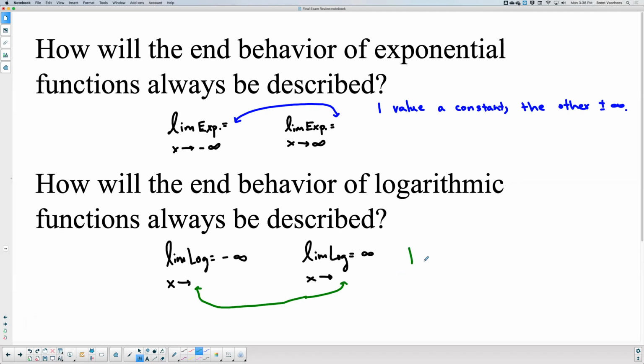One value is a constant. Oops, forgot the L. One value is a constant. The other is plus or minus infinity. So there's a relationship for the end behavior between logs and exponentials.